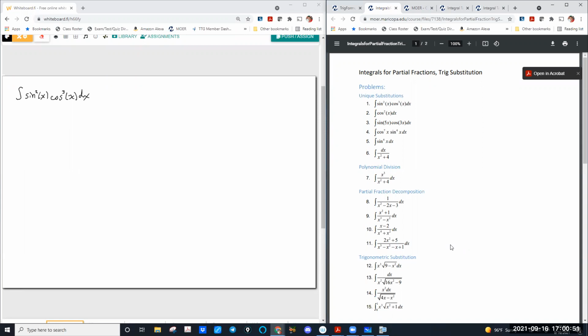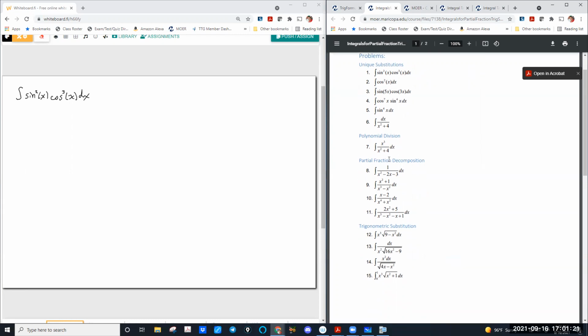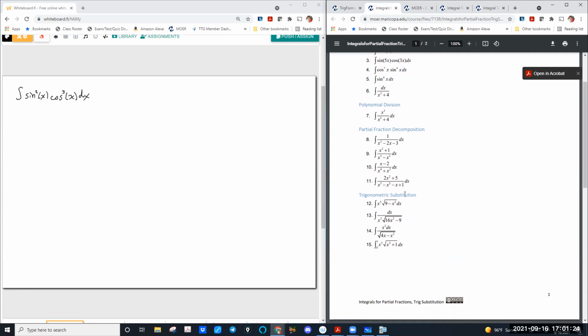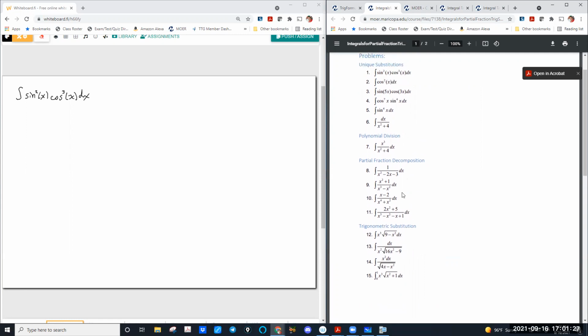We may or may not have time for group work today. We'll have to take that as it comes, depending on how long it takes to go through these. As we go through some of these examples together, if you have questions, by all means, let me know. This first segment of problems is going to be unique substitutions that may not be really obvious. We'll look at when polynomial division comes into play. Then we'll look at the techniques that are in the textbook: partial fraction decomposition and trig substitution. And then I want to talk about a couple other techniques after that.